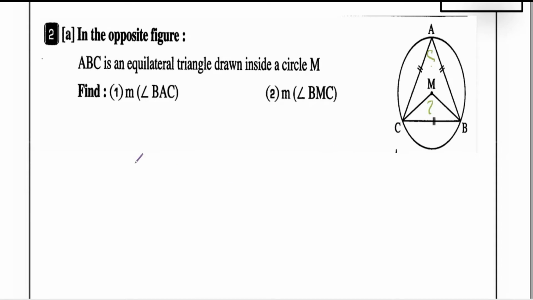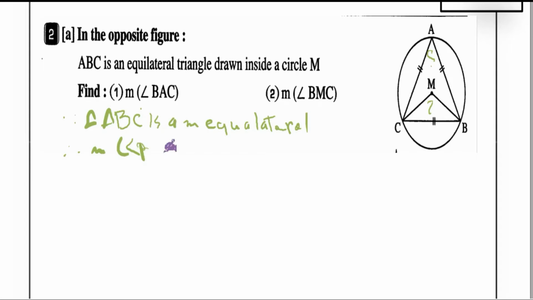Since triangle ABC is an equilateral triangle, therefore the measure of the angle BAC equals the measure of the angle ABC equals the measure of the angle ACB equals 60 degrees.